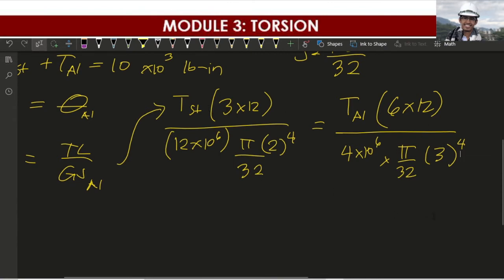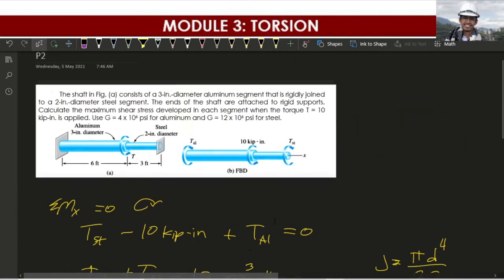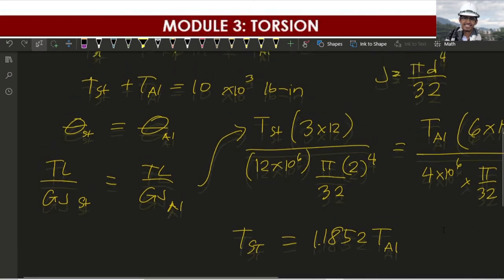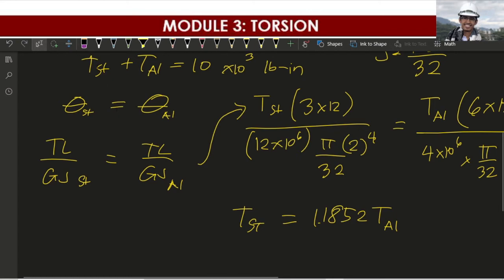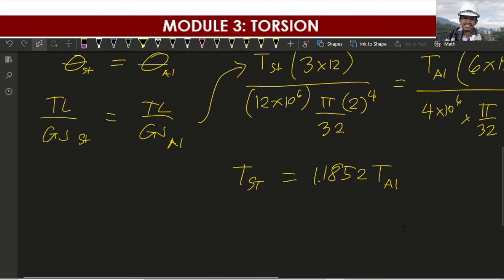So for simplifying yung ating equations, that will give us torque ng steel is equal to 1.1852 torque ng aluminum. So nagkaroon tayo ng second equation, and we can substitute yung second equation dun sa ating first equation. So let us substitute yung equation 2 sa equation 1 natin. Torque ng steel plus torque ng aluminum: torque ng steel is 1.1852 torque ng aluminum plus yung torque ng aluminum is equal to 10 times 10 raised to 3.